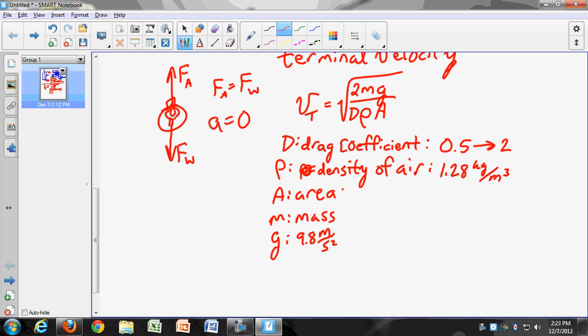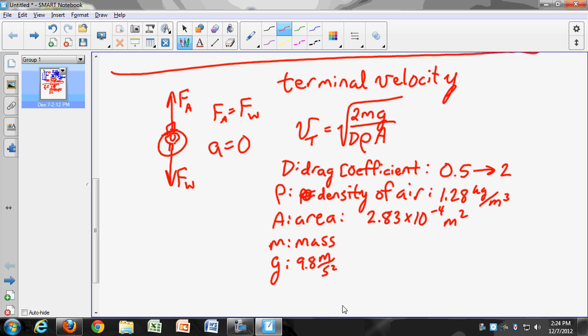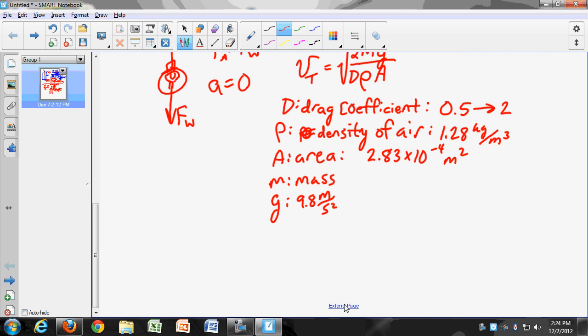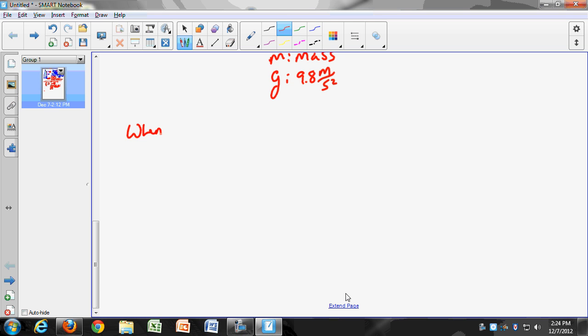And the area of a penny, you can look this up, but I found the diameter was 0.19 centimeters. And so that gives me the area is 2.83 times 10 to the minus 4 square meters. The mass I've already given, and there's g. I use the worst case scenario. If I use d equals 2, when d equals 2, that gives me a terminal velocity, putting in all those values, of 8.2 meters per second.